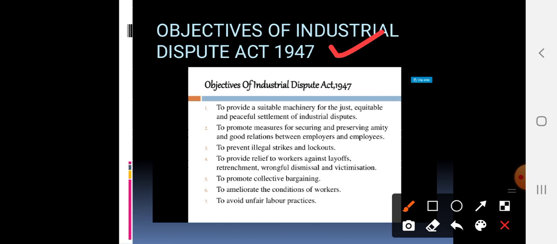To prevent illegal strikes and lockouts, to provide relief in the case of layoffs, retrenchment, or any kind of wrongful dismissals, and to provide the right of collective bargaining. What is collective bargaining? It is a way of solving certain problems arising at the organization, where we are negotiating, understanding each other's situation, and are ready to compromise in some way. So this is collective bargaining. Next is to provide good working conditions. So these are some of the important objectives of this Industrial Dispute Act.